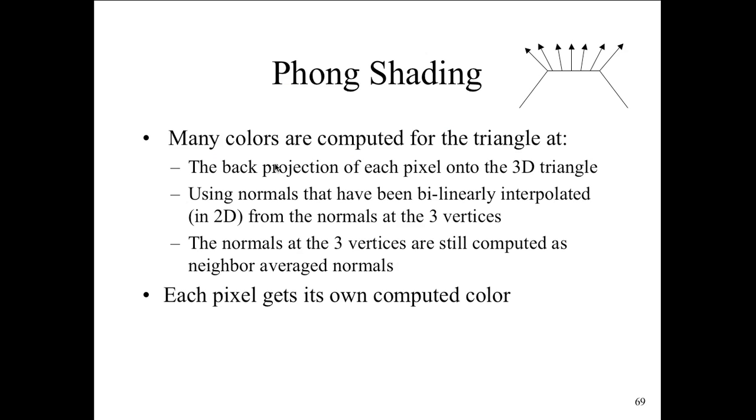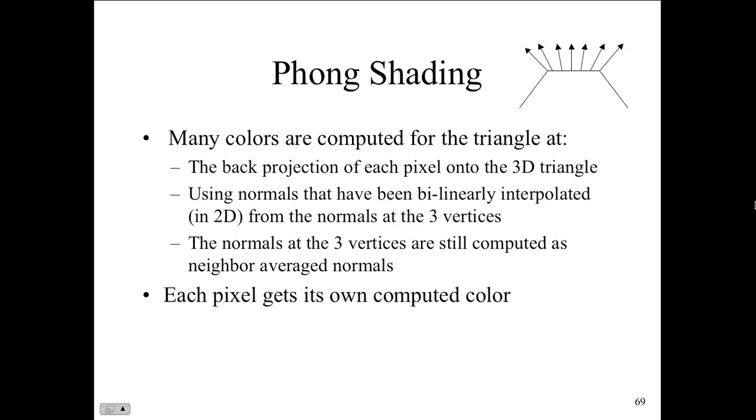And our last model here, the Phong model. Many colors are computed at the triangle. Instead of using a single center point, you take many different ones, and then you can compute a more evenly shaded model. The back projections of each one of the pixels onto a three-dimensional triangle are used, using normals that have been bilinearly interpolated.